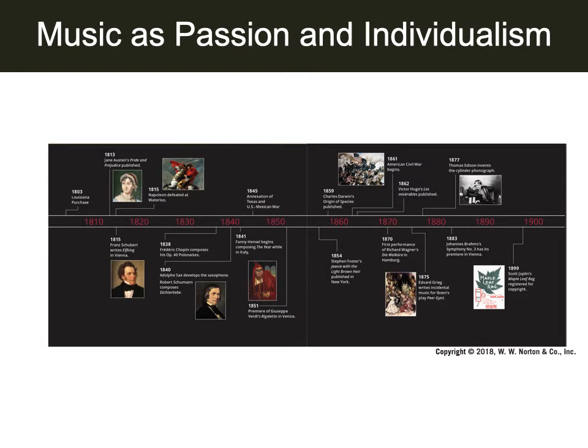1883, Johannes Brahms' Symphony No. 3 has its premiere in Vienna. And in 1899, Scott Joplin's Maple Leaf Rag is registered for copyright. Ragtime music was written for piano. Historians say that American jazz grew directly out of ragtime. So we have the origins of jazz right at the end.